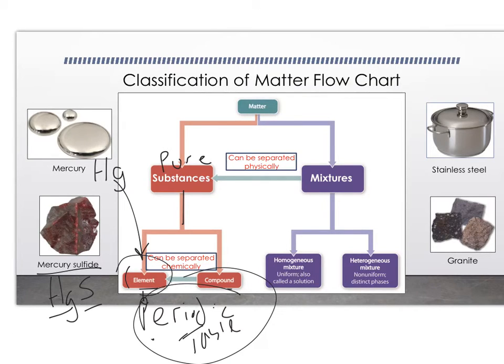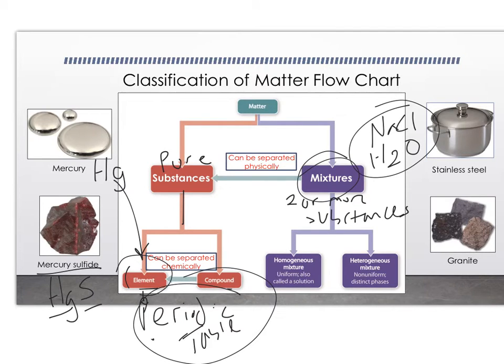If you combine two or more substances together, you have created a mixture. So I can take two compounds, such as salt, and put salt into water to make salt water. That would be considered a mixture because I have two compounds physically combined together.